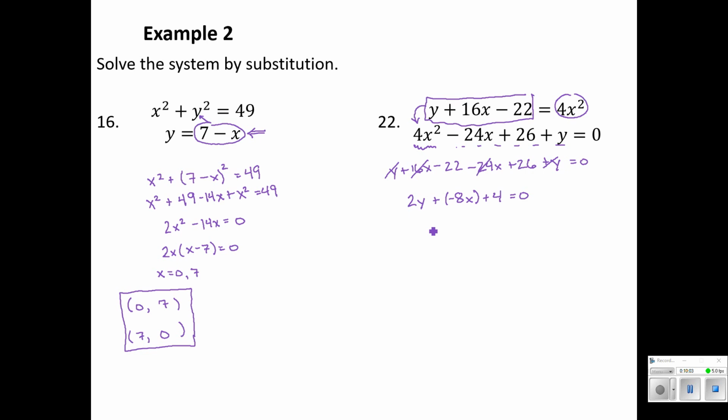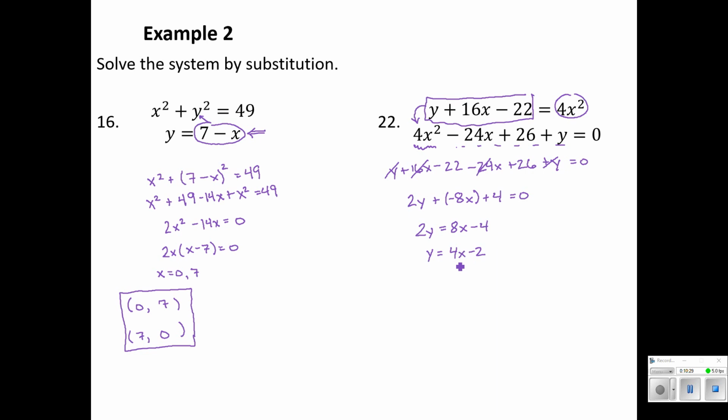Let's see what we come up with further. Oh, this might require repeated substitution. So here we've got 2y. Let's solve for the y in this case. If I add 8x over to the other side, subtract away the 4, and divide everything by 2, I find that y equals 4x minus 2. So that's what I get by substitution.